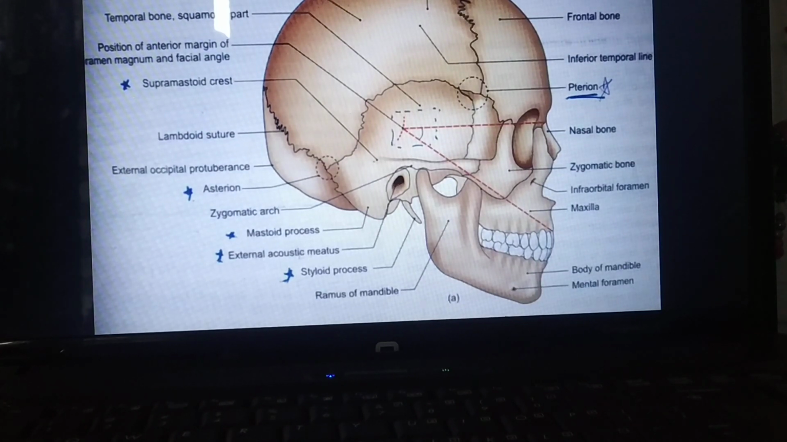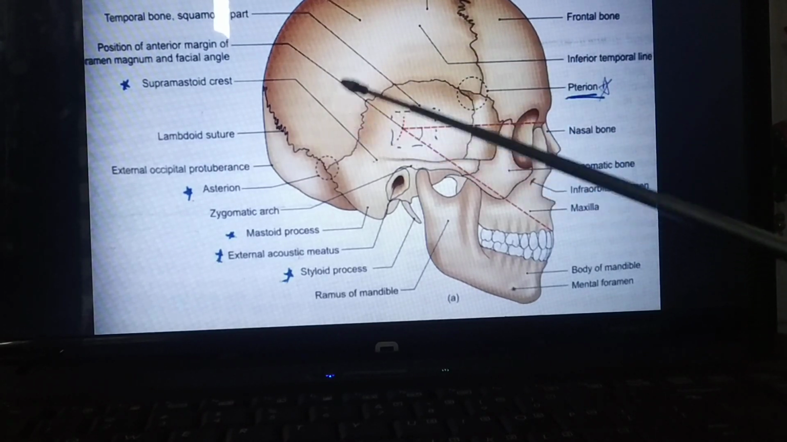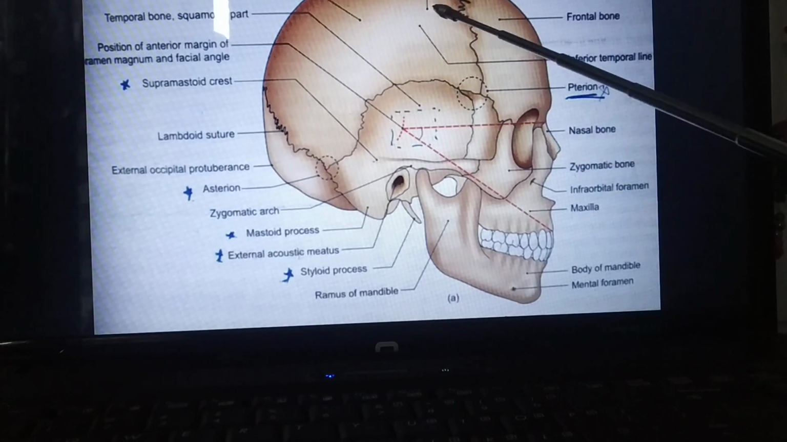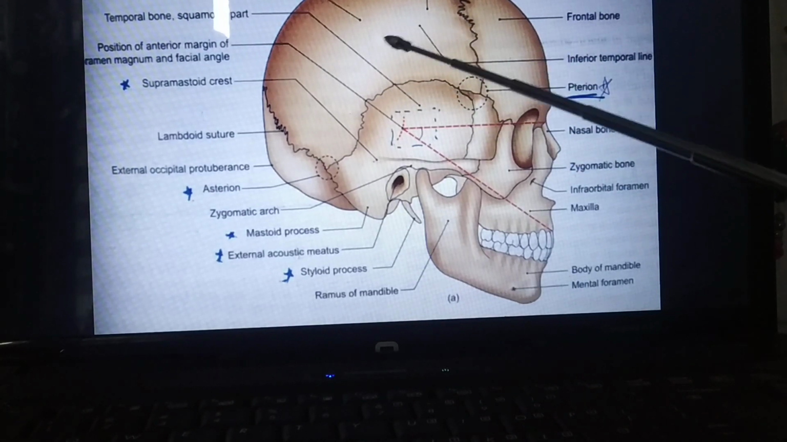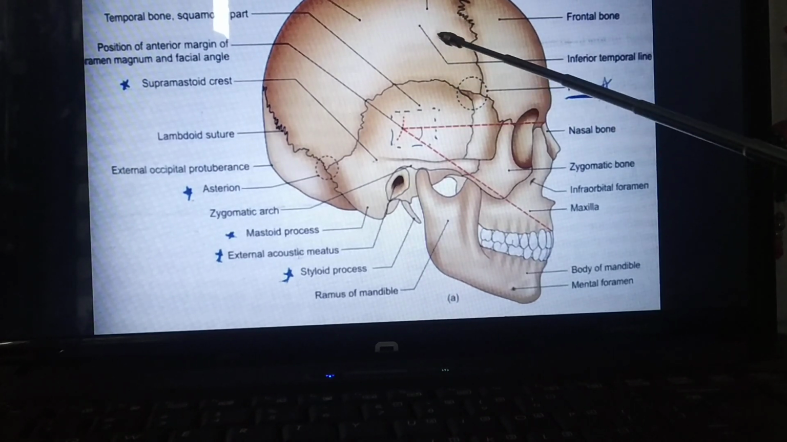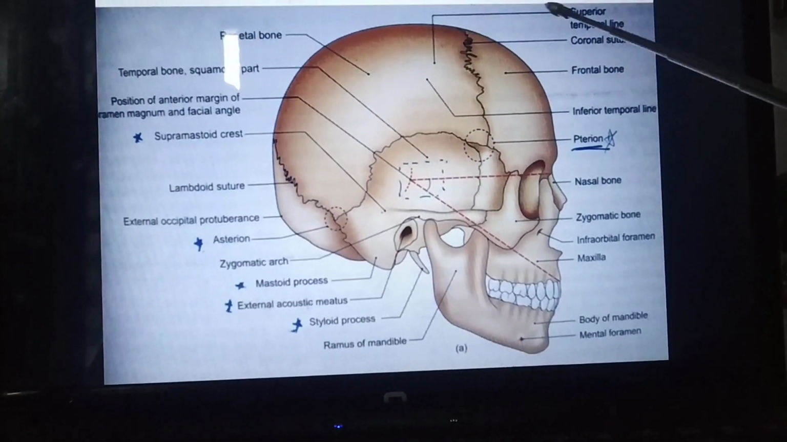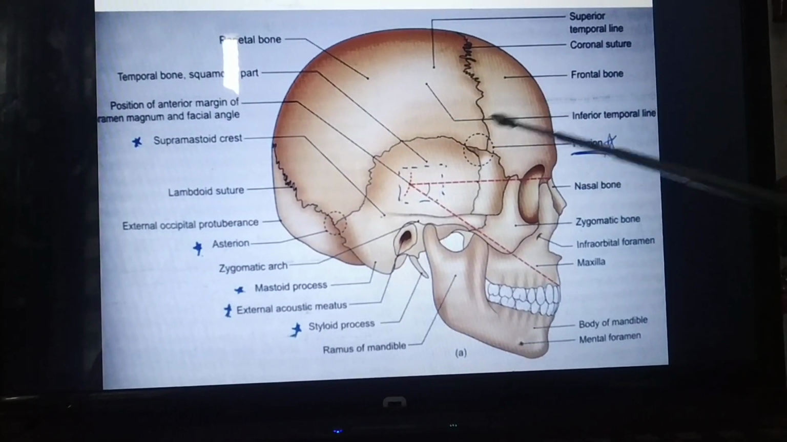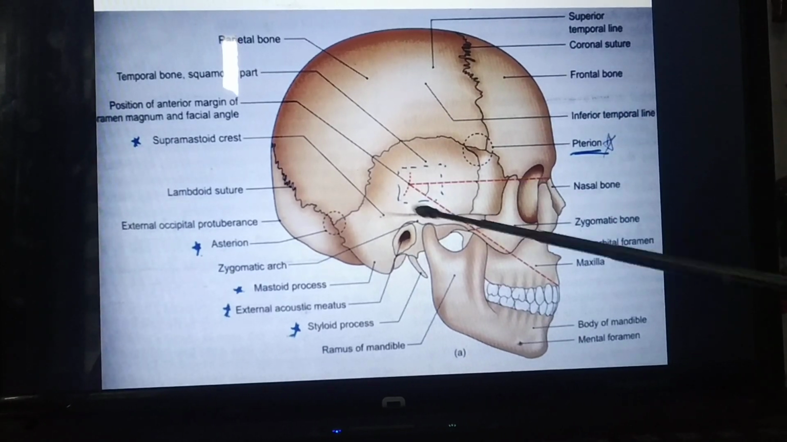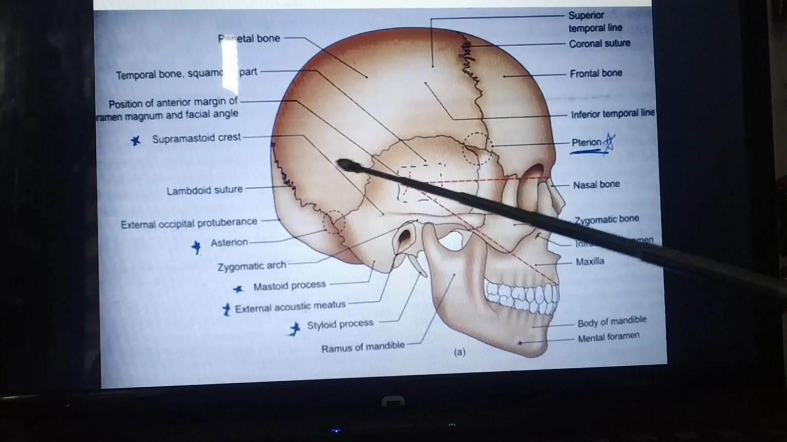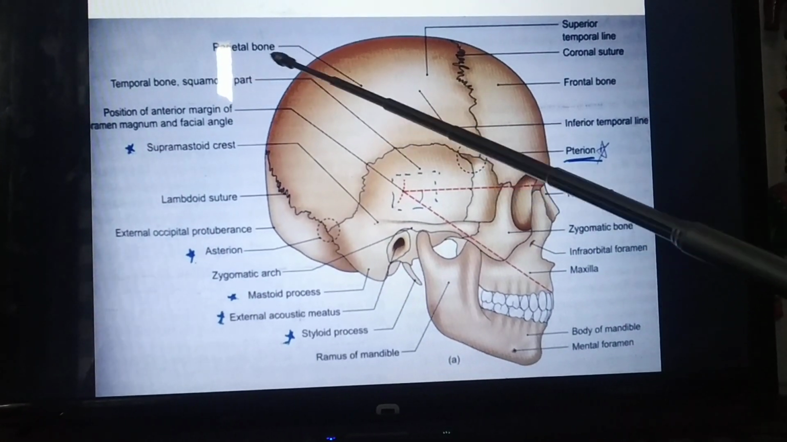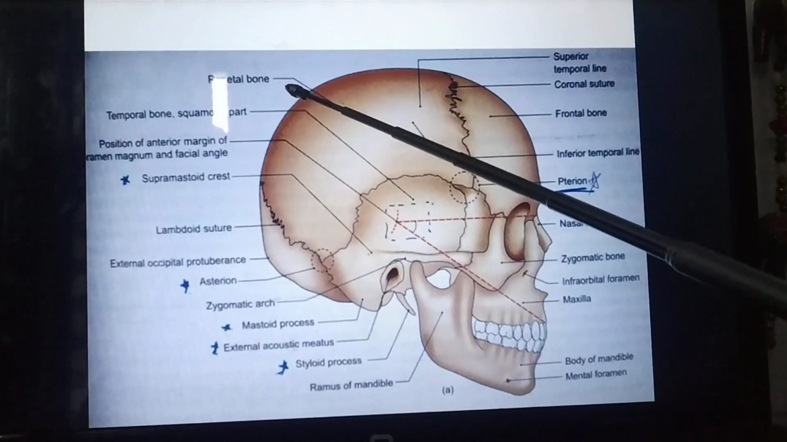This is the lateral view of a skull. So when we see it from the side, we are going to see this frontal bone again. Then there is an inferior temporal line. These are two temporal lines which are very minute, not visible on this picture. But there are two very minute lines, one over here and one over here. The upper one is called the superior temporal line, whereas the lower one is called the inferior temporal line. This big bone is called the parietal bone.